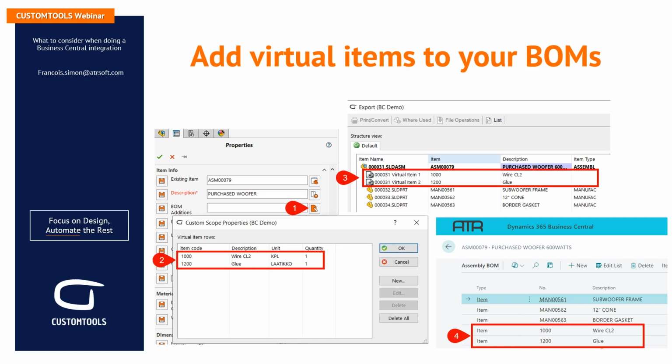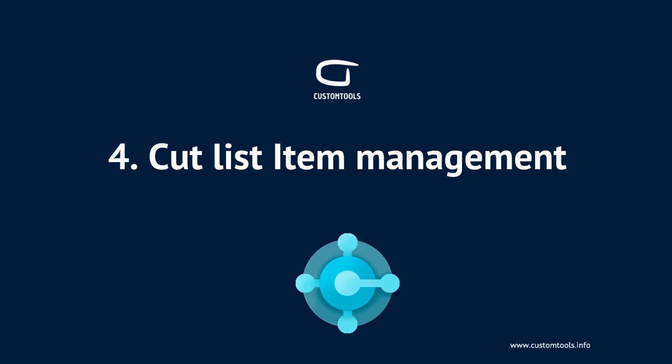A part or assembly can have a separate table managed via Custom Tools that can be used to add those virtual components, which are not represented as a model in SOLIDWORKS, but can be pushed as bill of material lines in Business Central. Those virtual items are not part of your SOLIDWORKS bill of material, but will only be pushed to the BOM in Business Central.